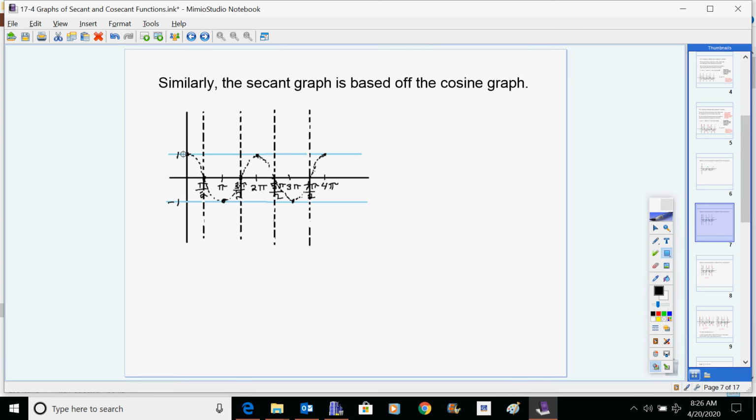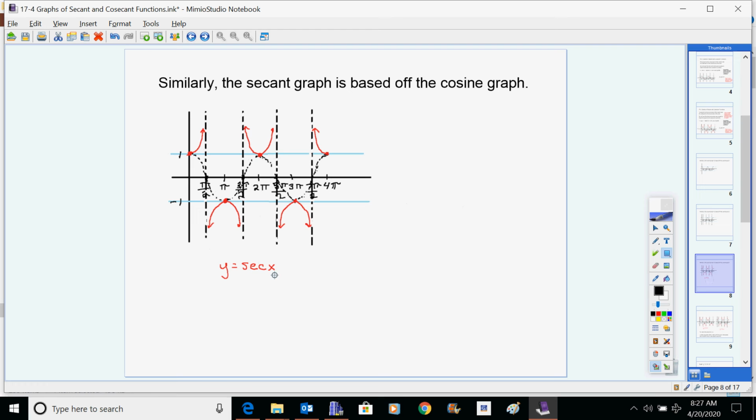But once again, the reciprocal of 1 is 1. The reciprocal of -1 is -1. The reciprocal of 1 is 1. So we have these, okay, the tops and the bottoms of the cosine graph give us some key points. And just like what we did before, it extends up towards and down towards infinity this way. Up towards infinity for the tops, and then down towards infinity like this. So the parts in red here are the graph of the secant function.